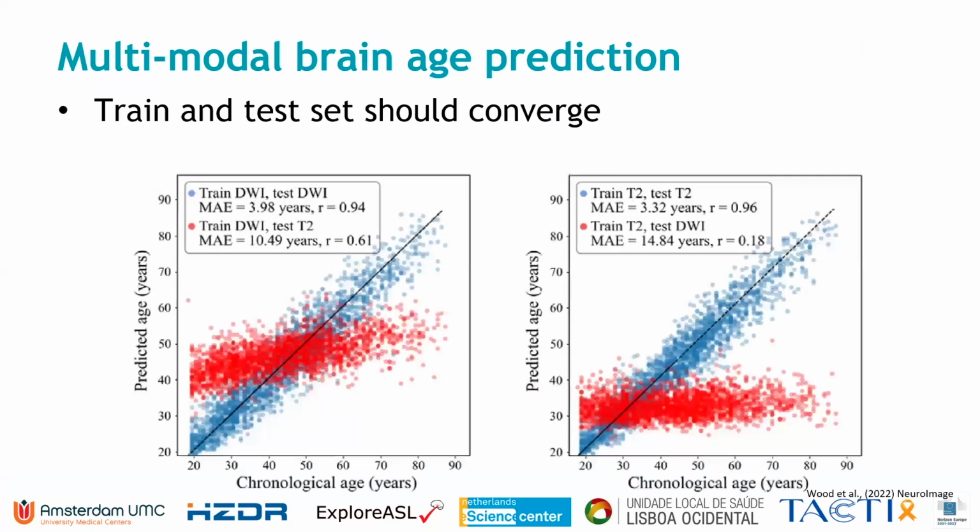So it is also possible to perform brain age prediction in the multimodal sense. However, here I think it is quite a nice example to also see how a model would look if it doesn't perform that well. So in this particular example, they used either diffusion-weighted images or T2-weighted scans. And if the model was trained on the diffusion-weighted images and then applied on the T2 images, the performance wasn't that good. So the model wasn't able to use the features in a similar way.